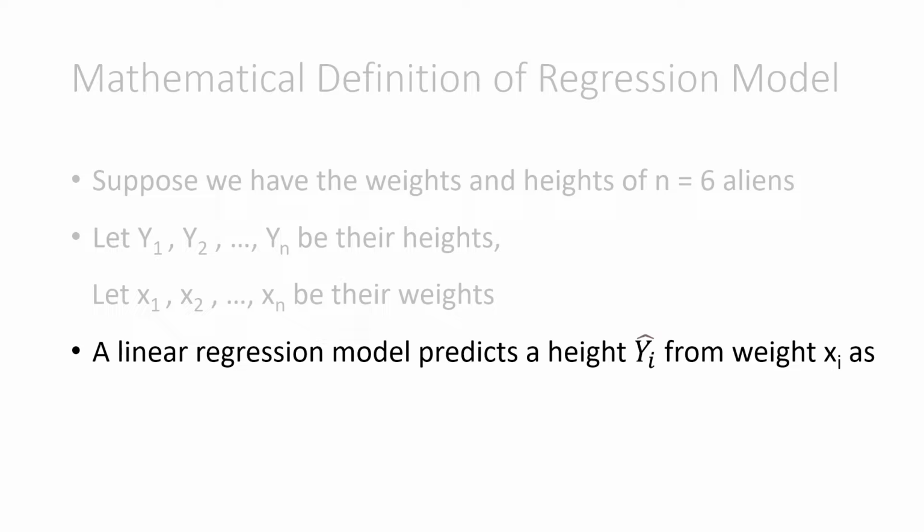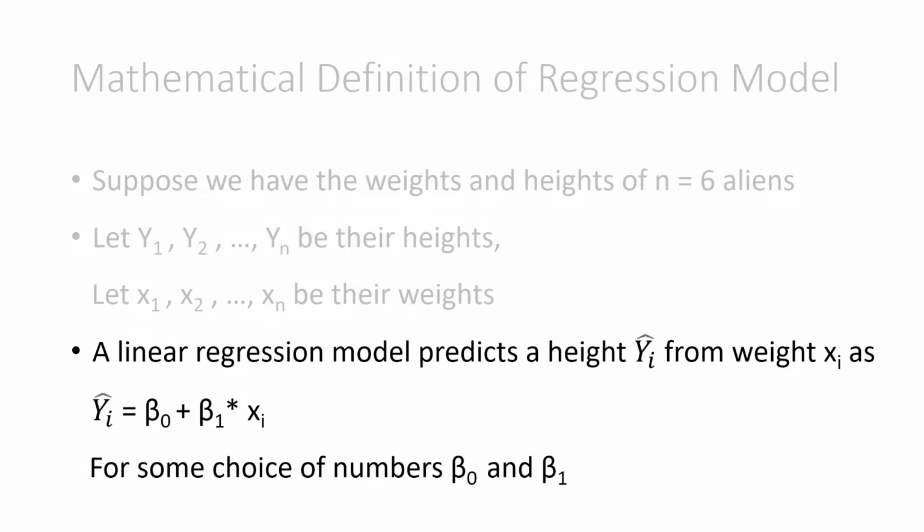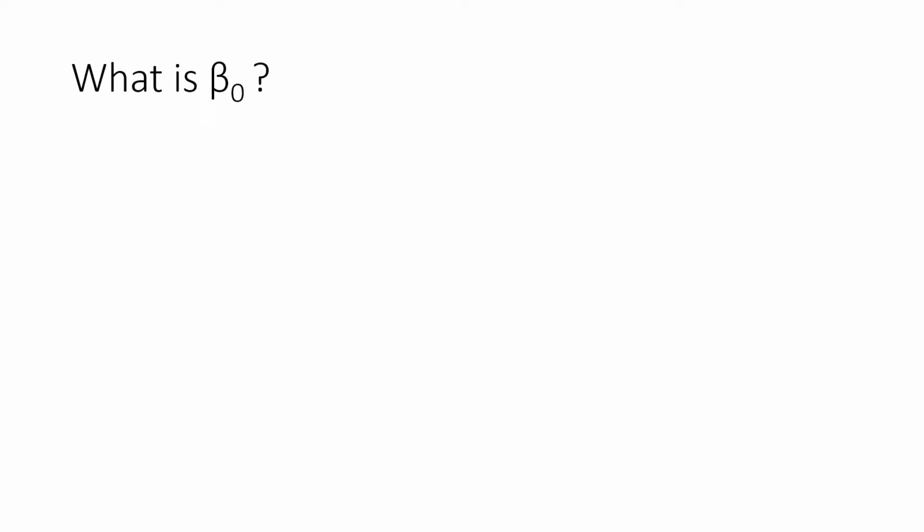Similarly, let x1, x2 up to xn be their weights. A linear regression model predicts a height yi hat from weight xi as yi hat is equal to beta naught plus beta 1 times xi. This is for some choice of numbers beta naught and beta 1. So what is beta naught?